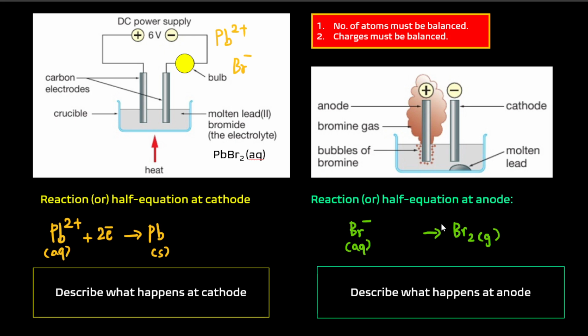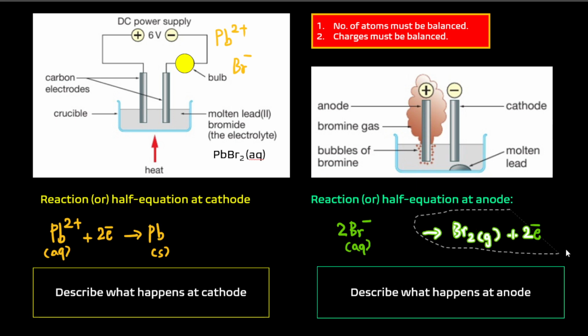But the number of atoms are not balanced yet, so we need to balance it first by multiplying this with 2. But you will notice here that the left hand side has a charge of negative 2, 2 times negative 1, so negative 2. And the right hand side has a total charge of 0. So we need to add 2 electrons on the right hand side, and you will have your balanced equation.